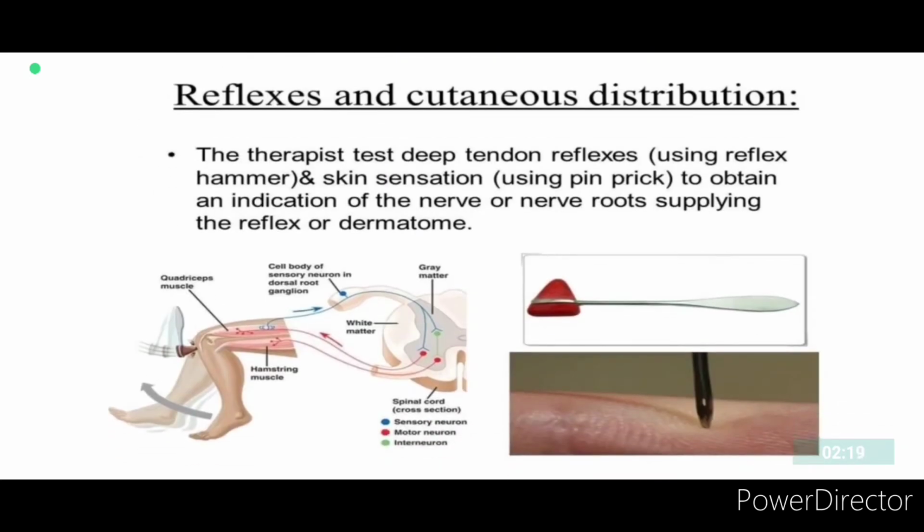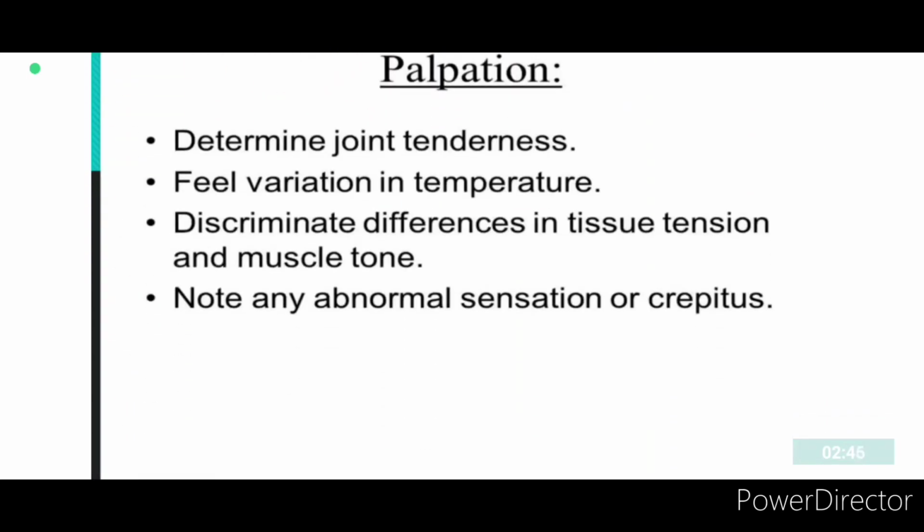Reflexes, cutaneous distribution. The therapist tests deep tendon reflexes using a reflex hammer and skin sensation using a pin prick to obtain an indication of the nerve or nerve root supplying the reflex or the dermatome. Palpation: determine joint tenderness, feel variation in temperature, discriminate differences in tissue tension and muscle tone, note any abnormal sensations or crepitus.